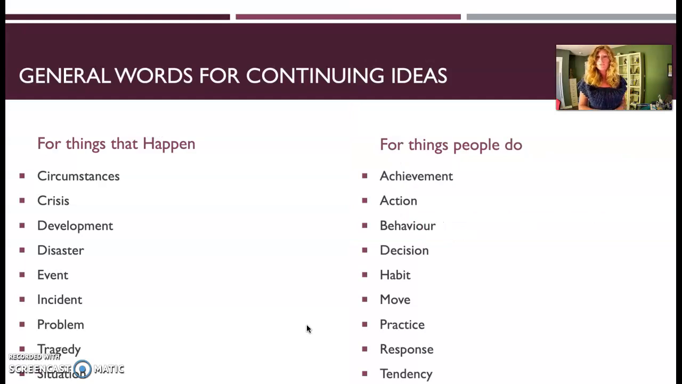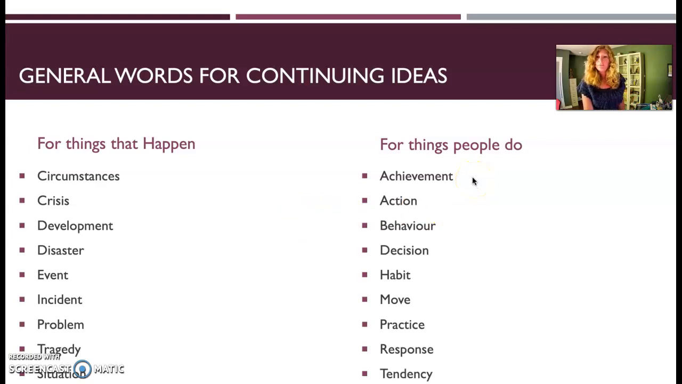Some general words for continuing ideas that you can use for things that happen, like a circumstance. Oh, these unprecedented circumstances, or this world crisis. Often in the news, you're going to hear words like this, okay? Development, disaster, event, incident, this major problem, this horrible tragedy, this developing situation. Okay, those are certain words that you'll hear over and over again. As I said, often in the news when reporters are reporting on something.